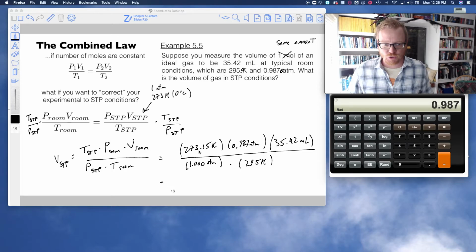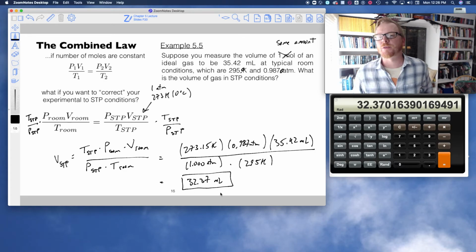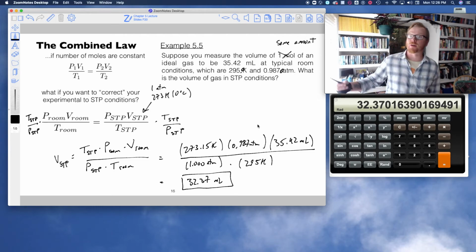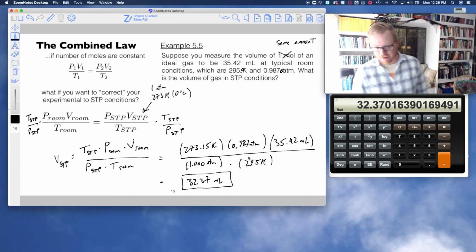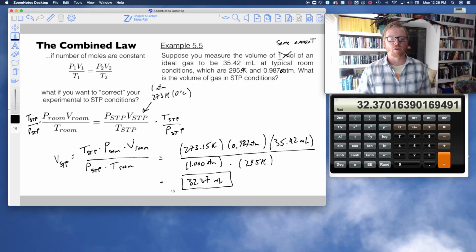Okay. So 273.15 times 0.987 times 35.42, divided by 1, and then divided by 295 equals, aha, and now I get 32.37 milliliters. So that's why I knew that there's no way that could be 1 mole, because 1 mole should occupy 22.4 liters, not 32.37 milliliters. So this would be much less than 1 mole of a gas.